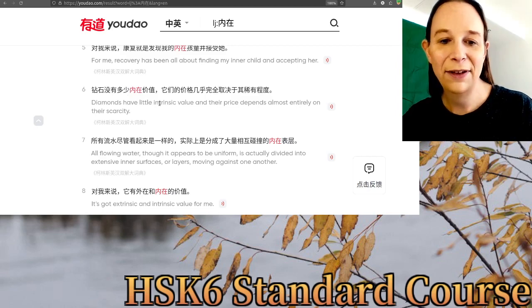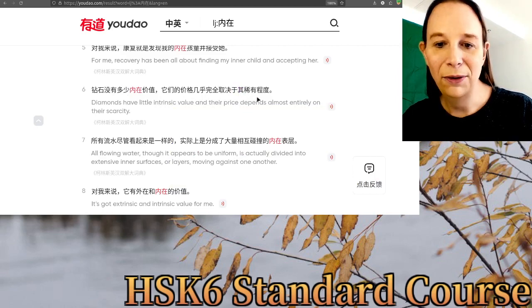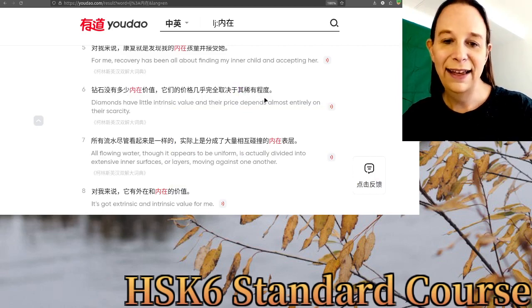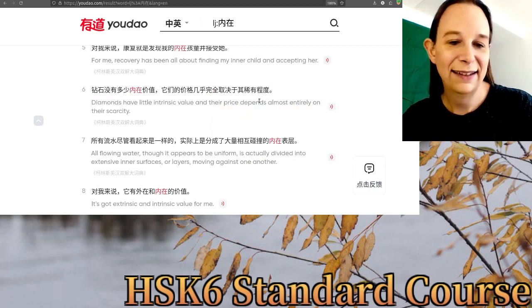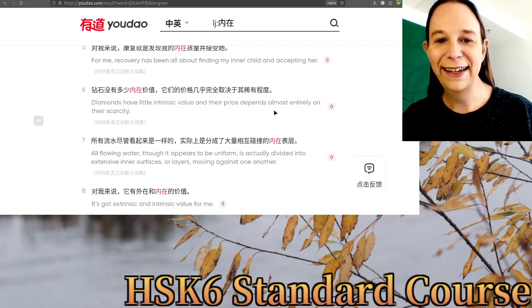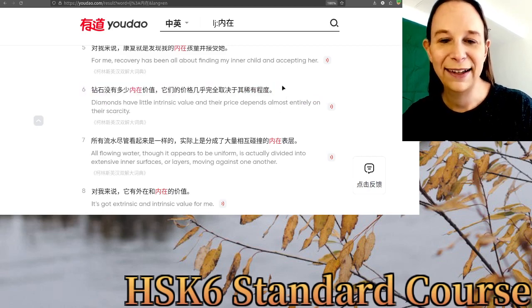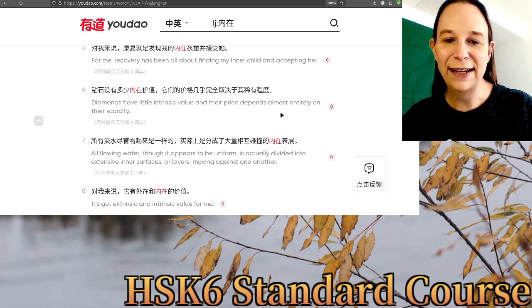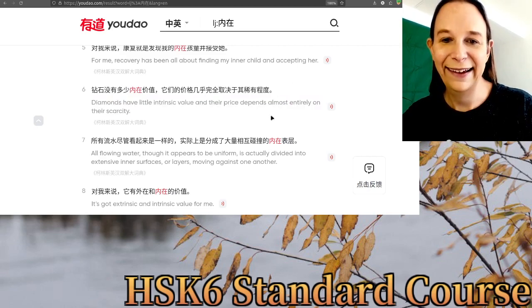Yeah, that's fair enough. 它们的价格几乎完全取决于其稀有程度 Yeah, I mean, people think of diamonds as valuable because they're rare. Like, whoop-de-doo, I don't know. But actually, the other thing is people think of diamonds as valuable because other people think of diamonds as valuable. Like, if someone one day decided, who cares, it's just a rock. I mean, yeah.